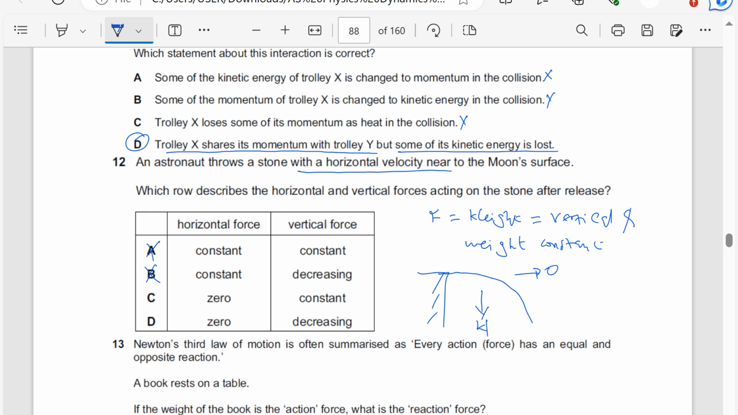Of course the weight of the body remains constant, because the force due to gravity is the force acting on the body. So the weight remains constant. So the answer is automatically going to be C. Reason: there is no force acting in the horizontal, but there is a weight which is constant. The vertical force is constant.